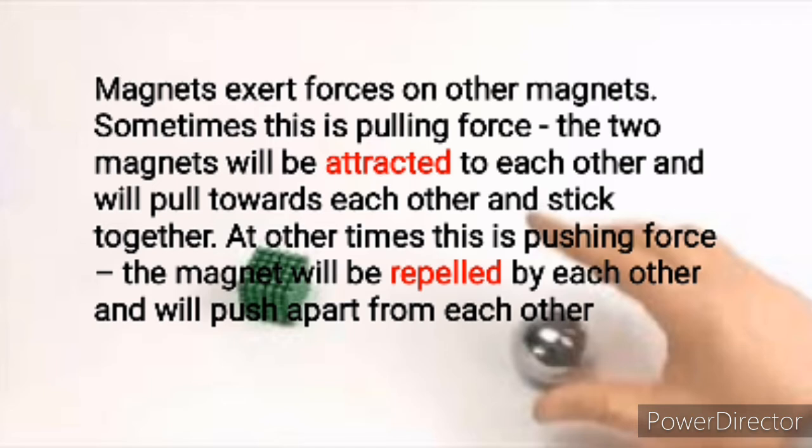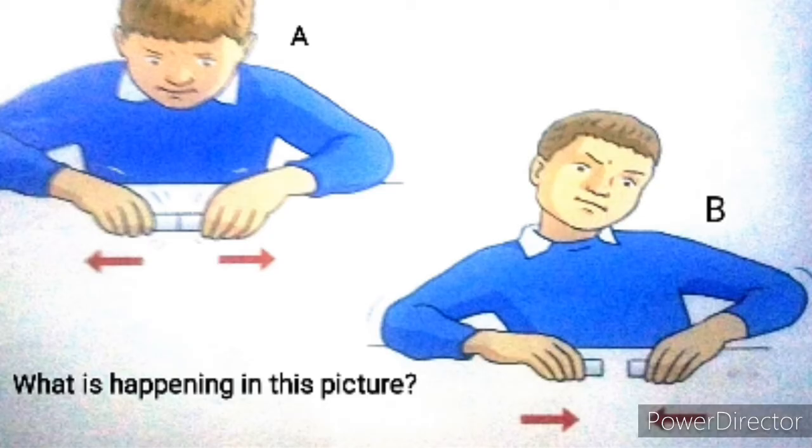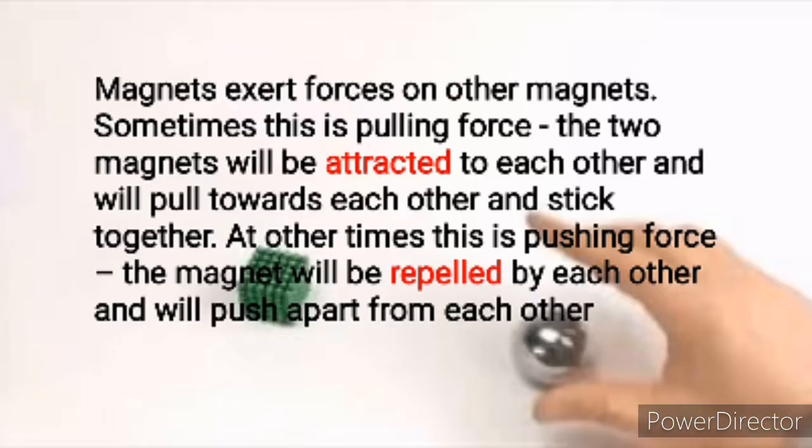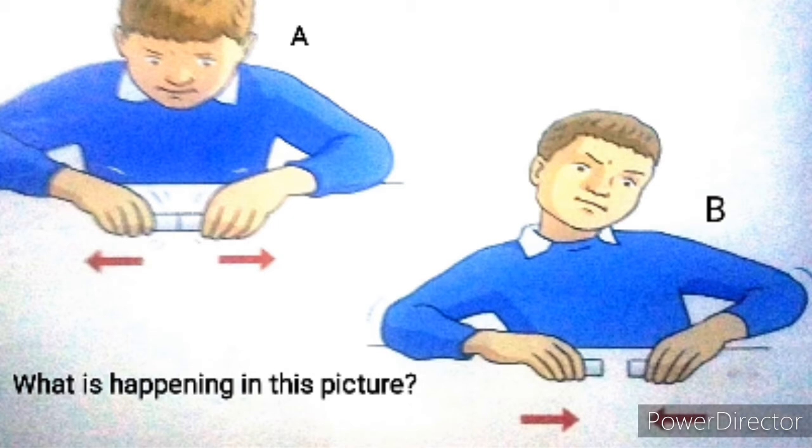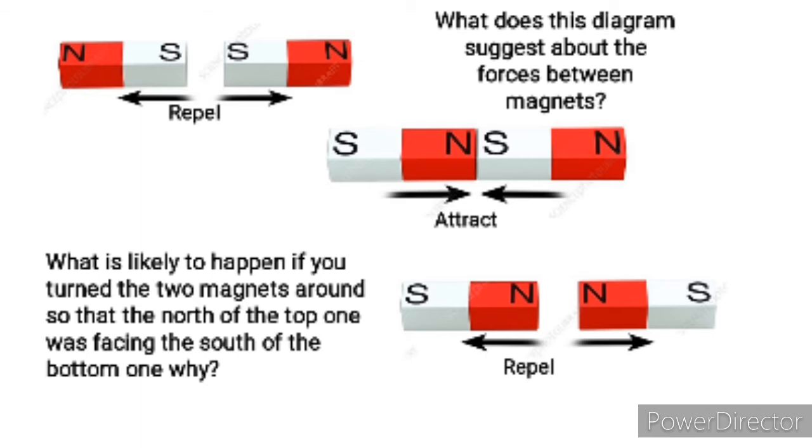Now, magnets exert forces on other magnets. Sometimes this is a pulling force, and the two magnets will be attracted to each other, just like in Mr. B's scenario. When he leaves the magnets, the two of them will join together. On the other hand, at other times, this is a pushing force. The magnets will be repelled. Say the word repelled. Say it again, repelled. So they will be repelled by each other and push apart from each other. So eventually when Mr. A finally leaves the magnets, they will push away from each other. Tell me, leave me alone, I'm going my way. Is it not? One will go right, the other will go left. When this happens, what does this diagram suggest about the forces between magnets?